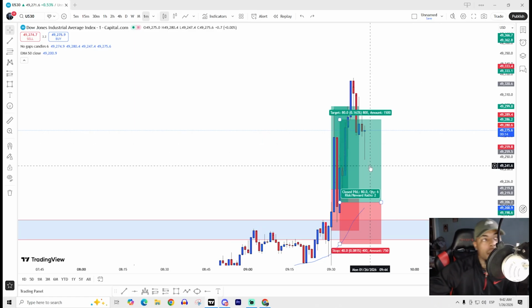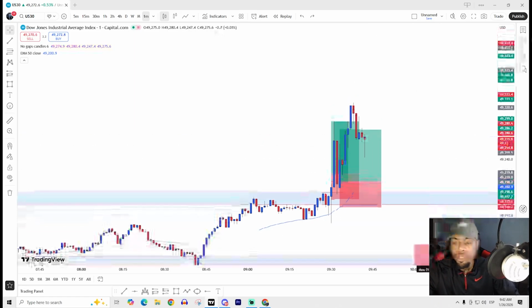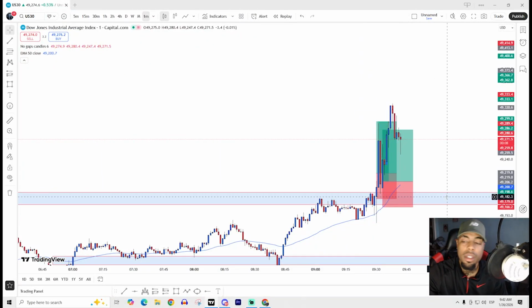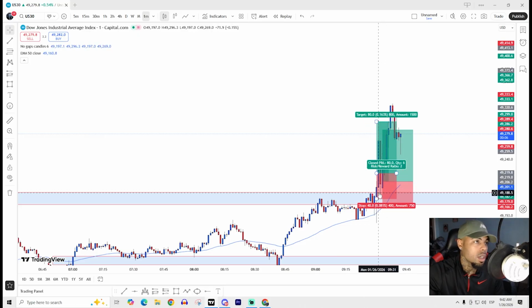That was a trade that I won. We just took a resistance zone buy. I didn't do it fast enough, but it is what it is. We took a loss and we took a dub.